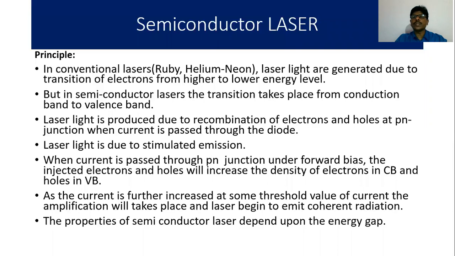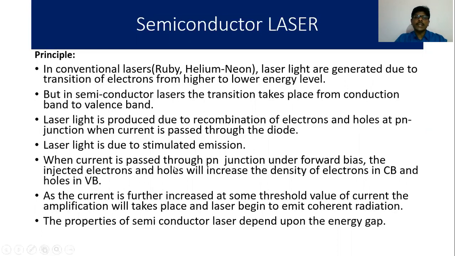What is the basic principle on which it functions? Now, in conventional lasers like ruby, helium neon, laser light is generated due to transition of electrons from higher to lower energy levels. But in semiconductor lasers, the transition takes place from conduction band to the valence band. We know that free electrons are in the conduction band. Laser light is produced due to recombination of electrons and holes at the p-n junction when current is passed through the diode. Laser light is due to stimulated emissions.